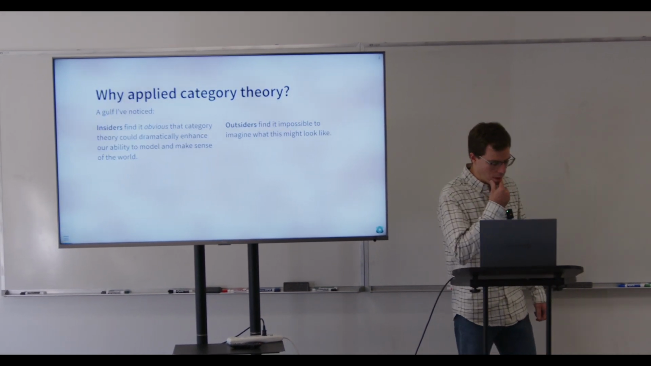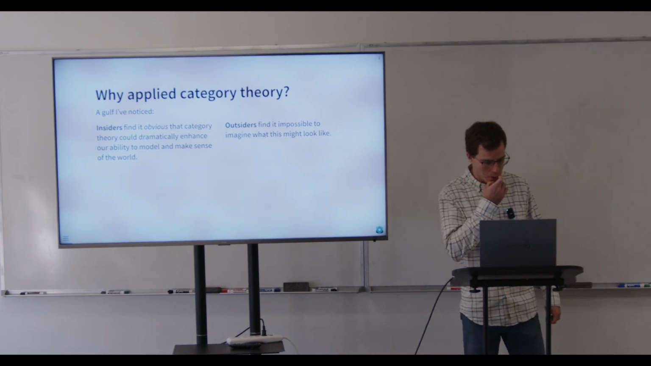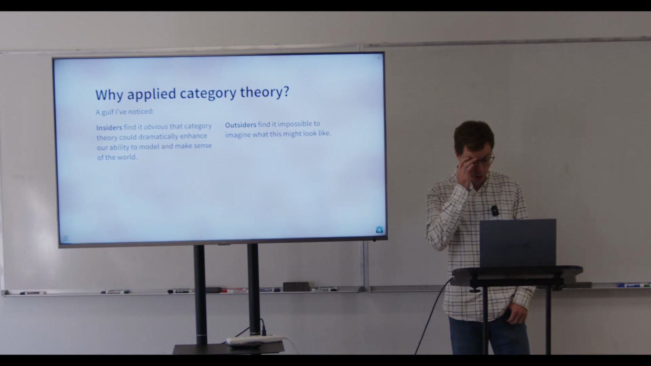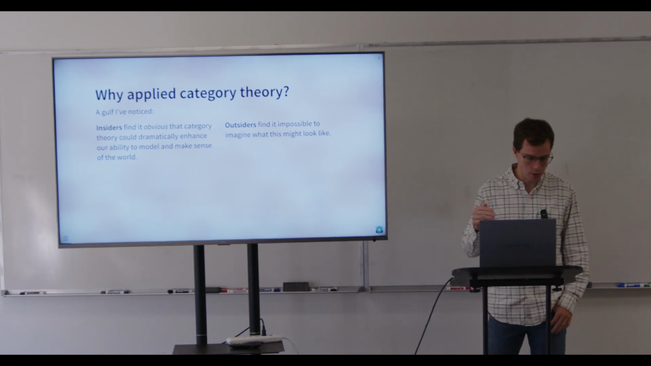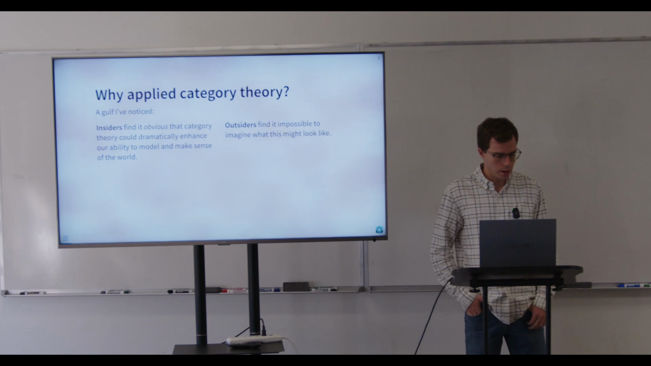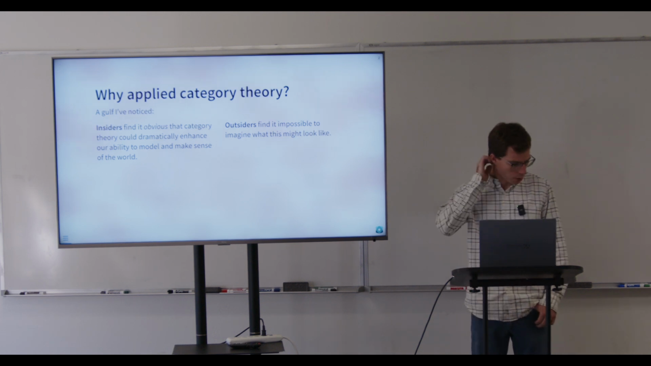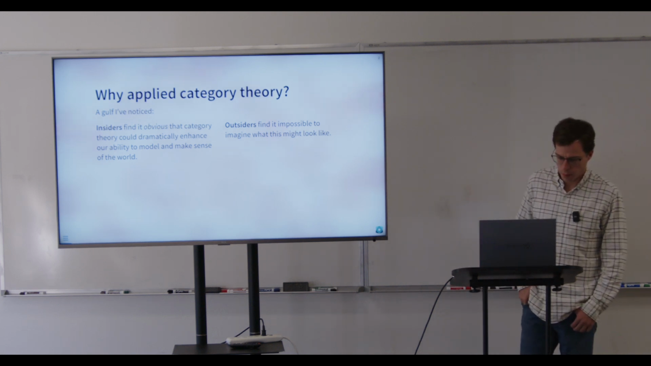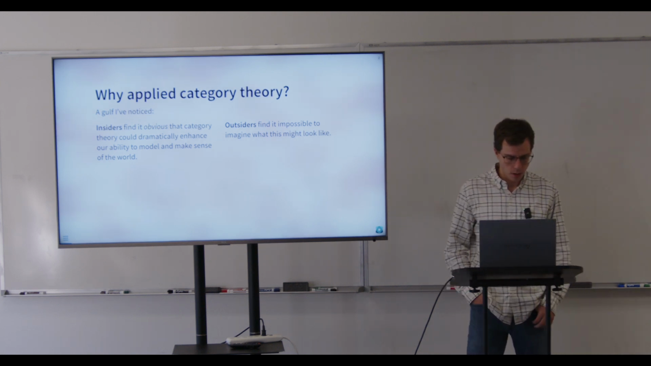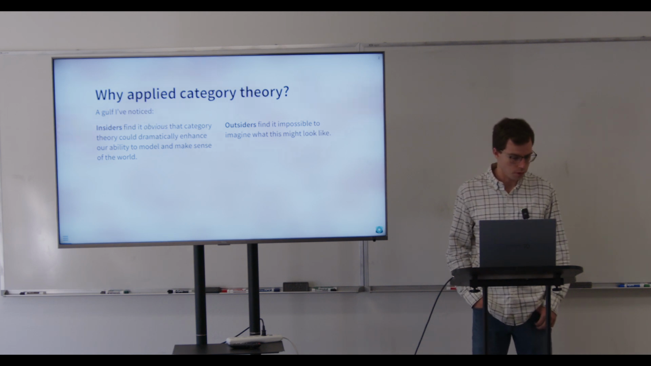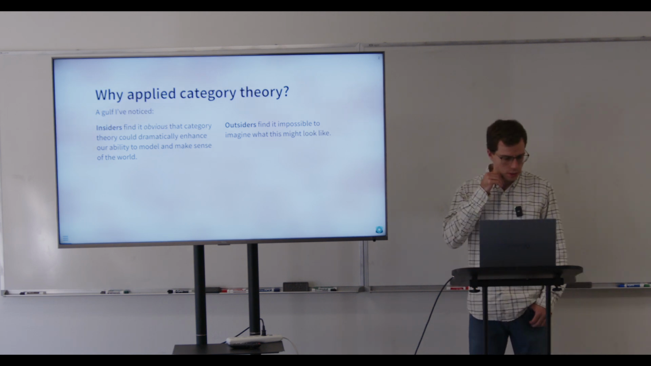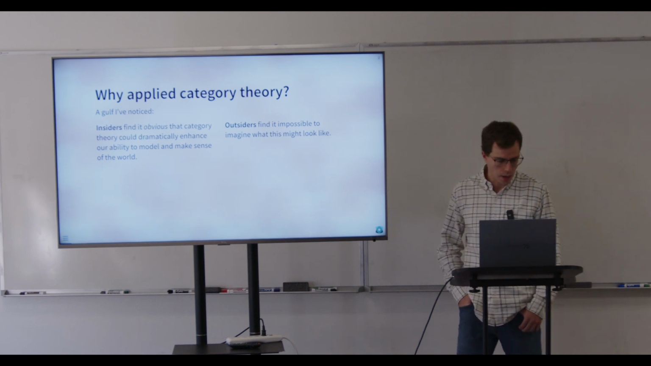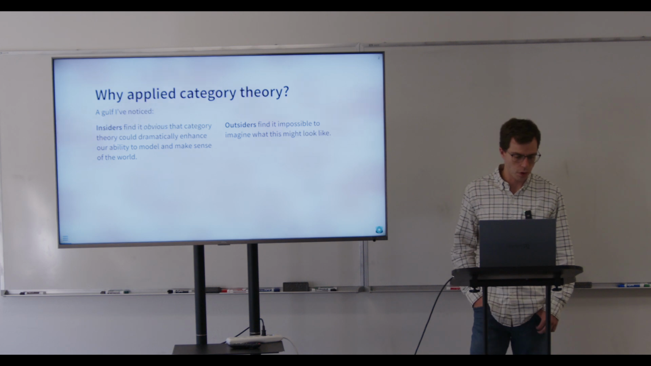I want to start by thinking about why we do applied category theory and what it's about. One thing I've noticed over the years of trying to do translational work in applied category theory is that there's a pretty big gap between the way that people who are into this subject imagine it and the way that people who aren't find it difficult to imagine. Once you're into this stuff, it starts to seem really obvious that ideas from this field could dramatically enhance our ability to model things in the world and make sense of it.